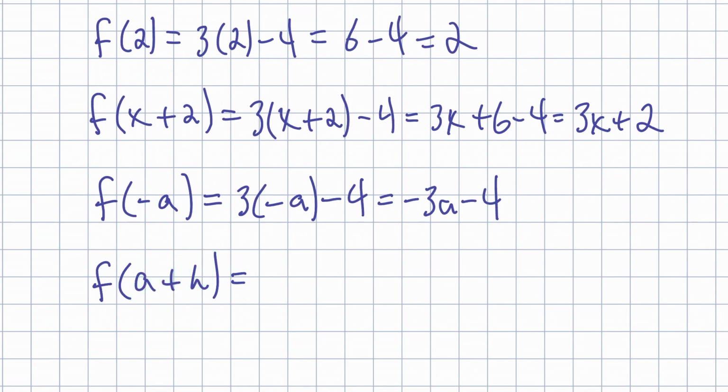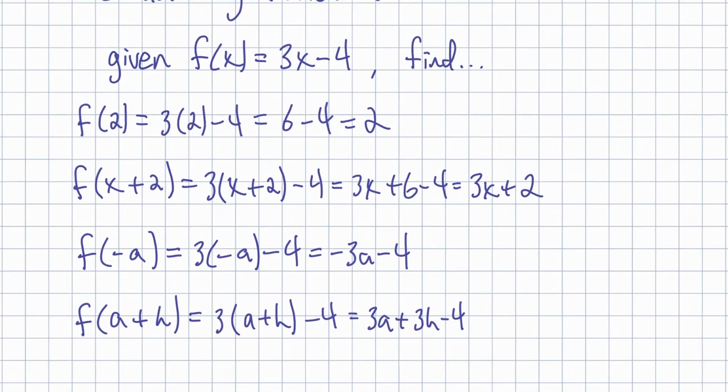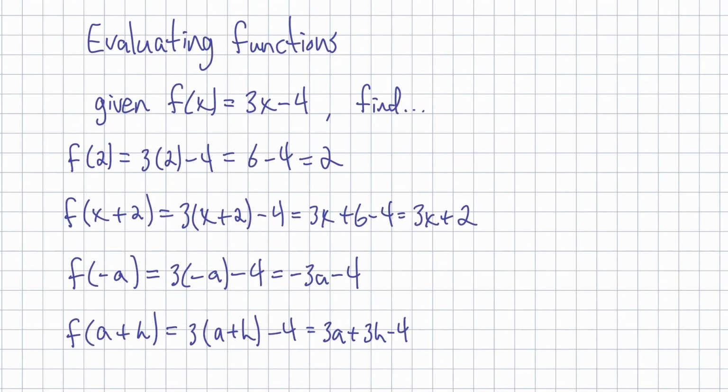Okay, so this is going to be 3 times a plus h in parentheses minus 4. If I want to distribute, 3a plus 3h minus 4. Maybe I don't need to distribute, it depends, but that's basically how that goes. So that's evaluating functions with different types of inputs. You just plug in the input using parentheses. Sometimes you need it, sometimes you don't. Again, I just do it all the time.